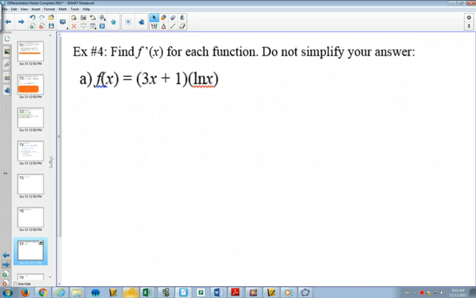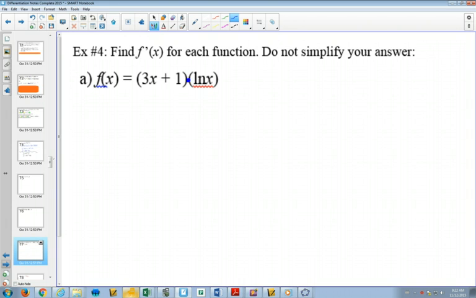But with the ones in example 4, that option isn't there. You can't multiply these together nicely and then get new functions that are easy to do. See how you did on this first one.